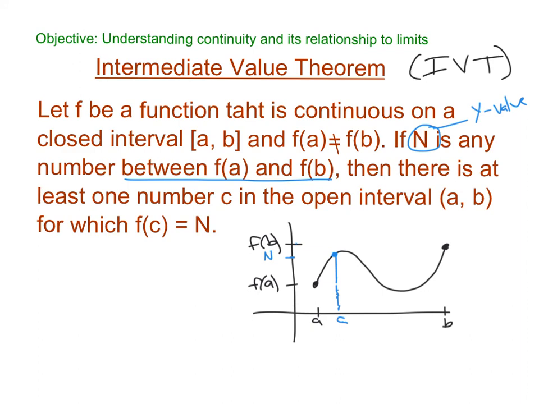If you have a mountain that you're walking up, you hit that 500, which is between the 180 something and the 700. You have to hit it. There's no option. You can't skip over it, right? You can't skip over n if it's continuous.